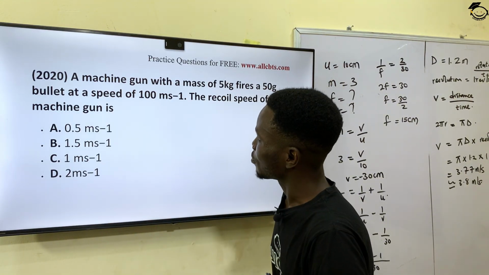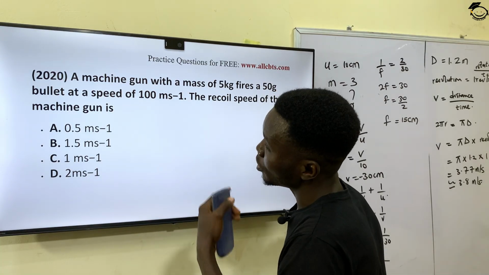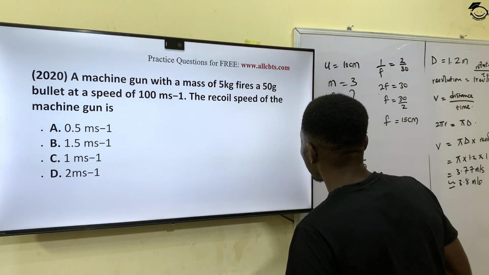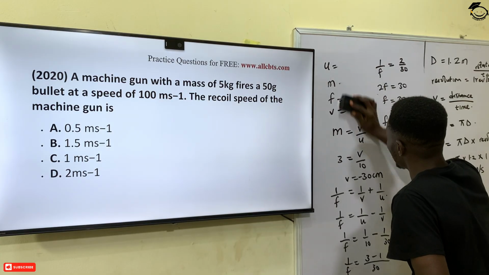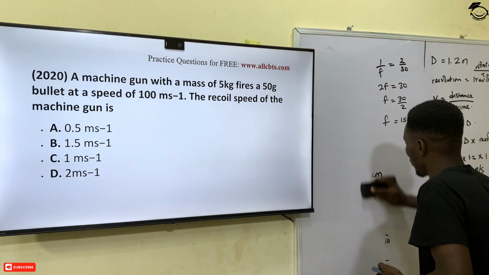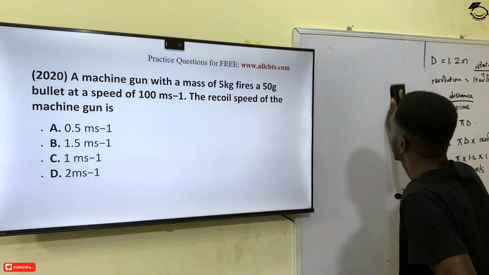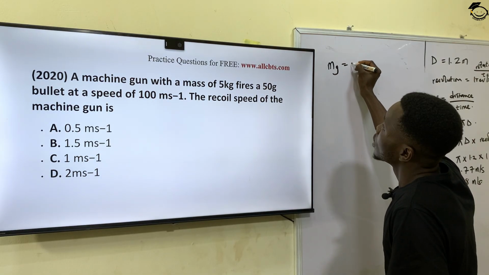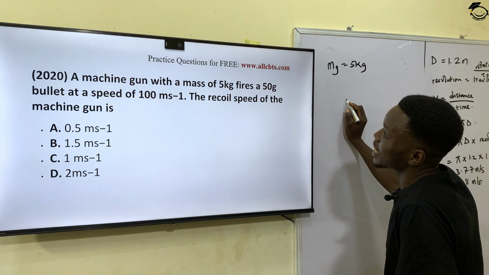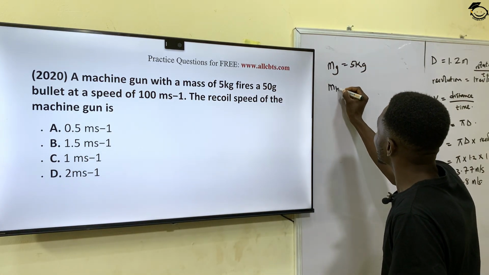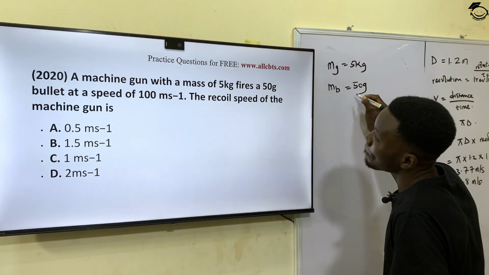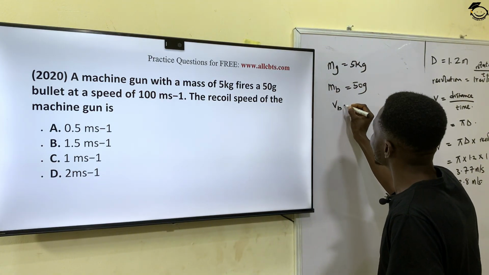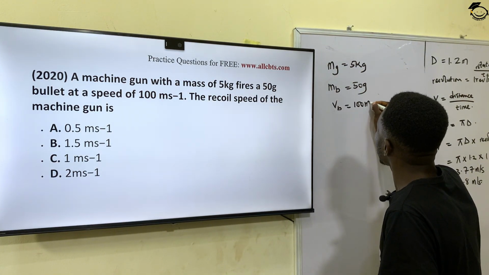So let's move to the next question. Question number 20. This question was gotten from 2020, and it says a machine gun with a mass of 5 kg. So we're talking about a machine gun here. So the mass of the gun is 5 kg. It fires a 50-gram bullet. So the mass of the bullet is 50 grams at a speed of 100 meters per second. So the velocity of the bullet is 100 meters per second.